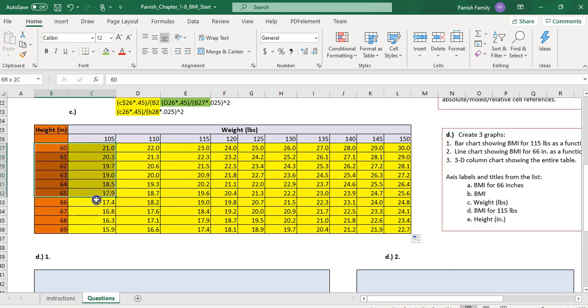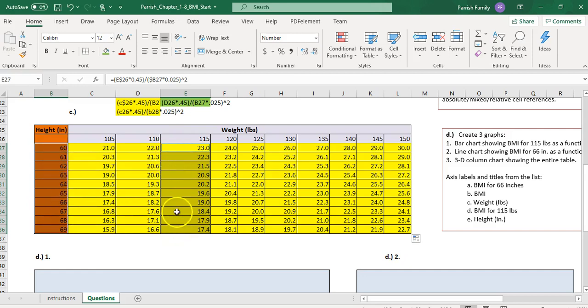But if I try to drag, I end up selecting too much information. So the way that we're going to do this is we're going to click on the 60 and highlight down. Now I'm not clicking on anything. I'm going to press the Control button on my keyboard and hold it down, and then I'm going to select the 23 through the 17.4. Oops, I did too much. There we go. So notice that I've got just these two columns highlighted.